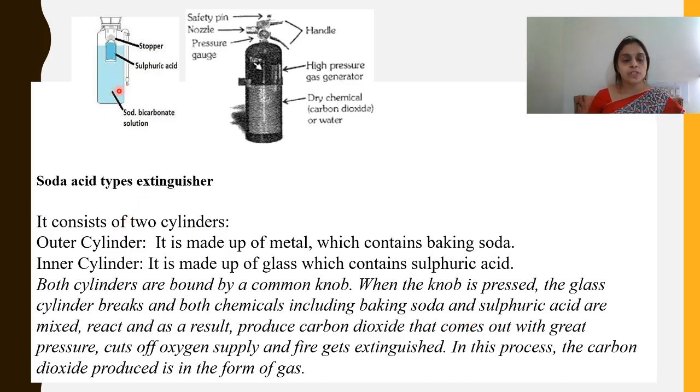Soda acid type extinguisher. It consists of two cylinders. The outer one is made of metal and contains baking soda, that is sodium bicarbonate solution, and the inner cylinder is made of glass and contains sulfuric acid. Both cylinders are bound by a common knob. When the knob is pressed, the glass cylinder breaks and both chemicals, baking soda and sulfuric acid, are mixed. They react. As a result, carbon dioxide comes out with great pressure. This cuts off the oxygen supply and the fire gets extinguished. In this process, the carbon dioxide produced is in the form of gas.